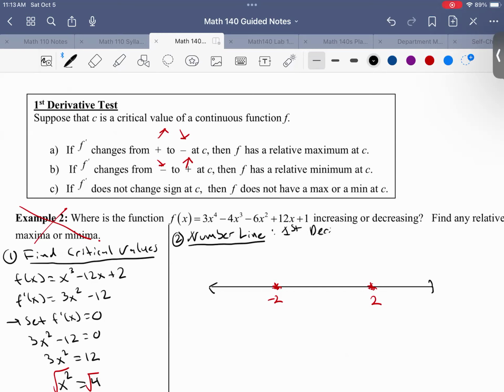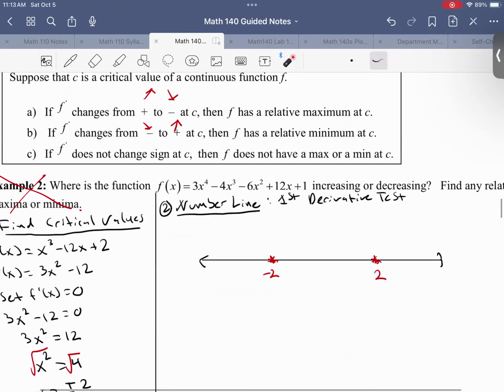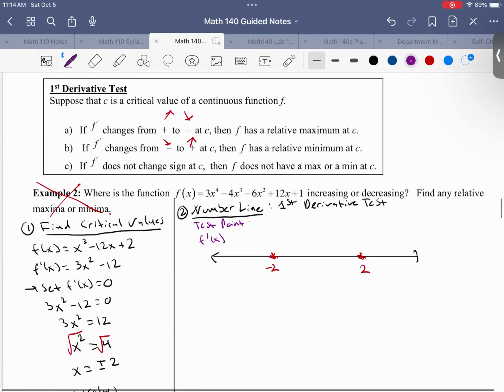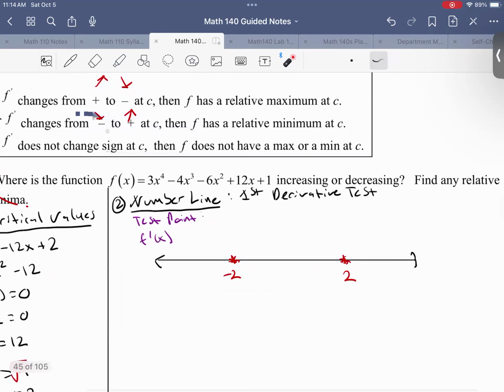First derivative test. Okay, so what I want to do is pick easy numbers to work with, so that when I plug them in, I can get a solid answer. So what I'll do here is test points and plug them into my first derivative, which is this guy right here. I'm going to test some points and see what we get.